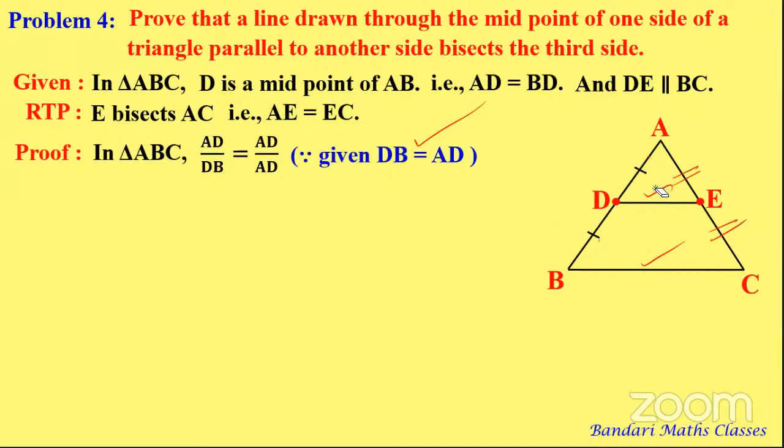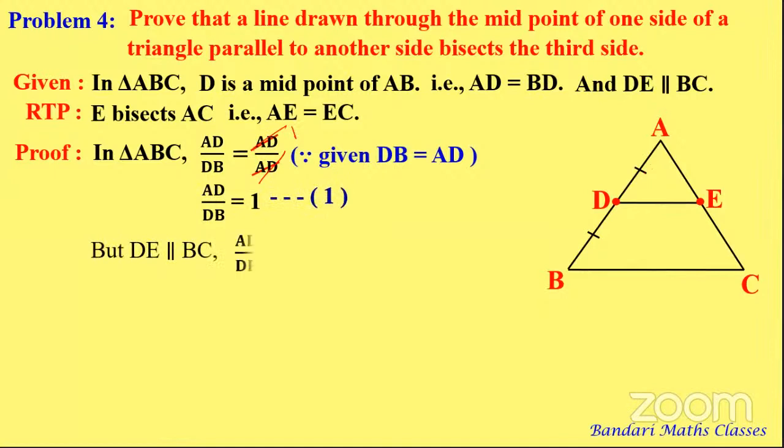Now AD by AD gets cancelled, AD by AD is equal to 1. The value becomes AD by DB is equal to 1. Right. But DE is parallel to BC.